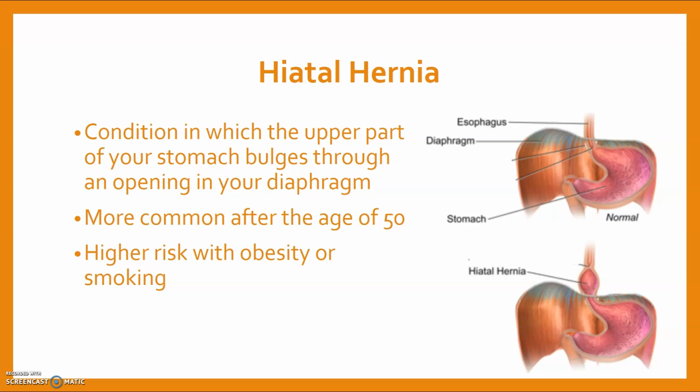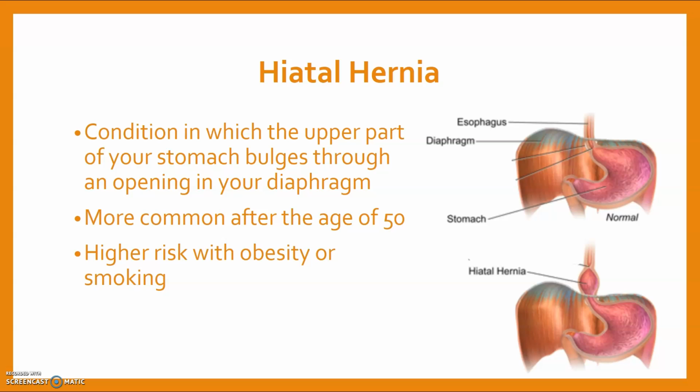And now we're going to look at some different disorders that are associated with the stomach. The first one that we are looking at is called a hiatal hernia. A hiatal hernia is a condition in which the upper part of the stomach bulges or pushes through an opening in the diaphragm. So your diaphragm has a small opening that's called a hiatus, and this is for the esophagus. However, in a hiatal hernia, the stomach pushes through that opening.